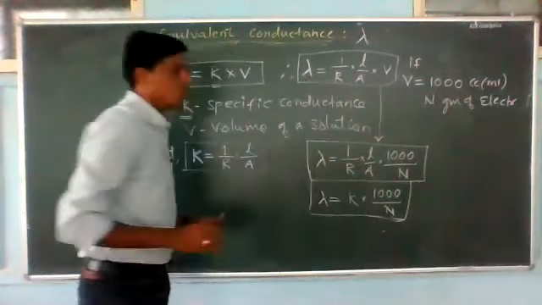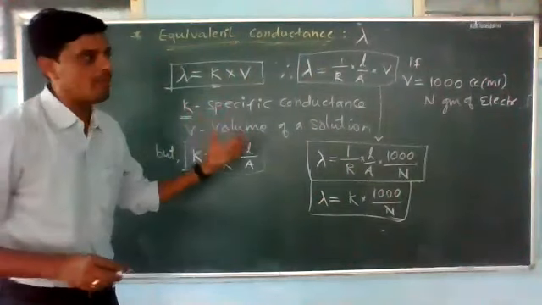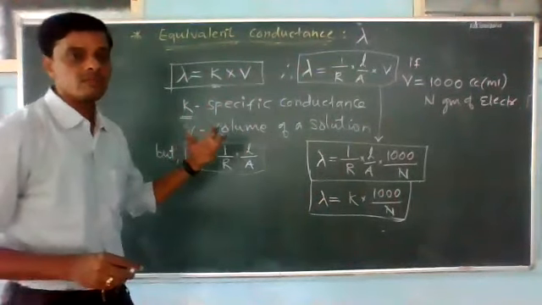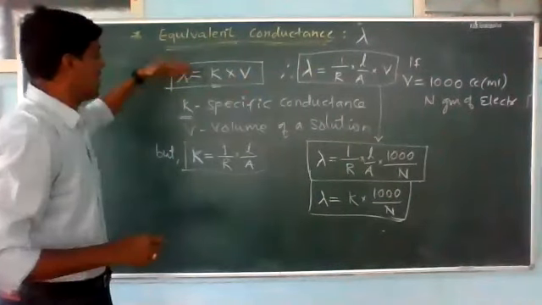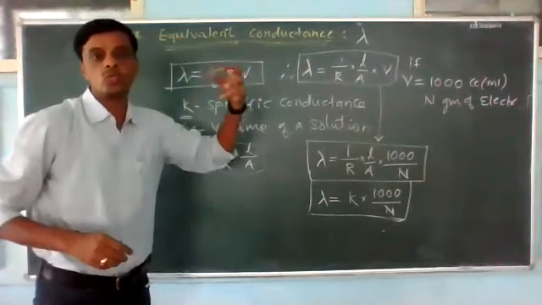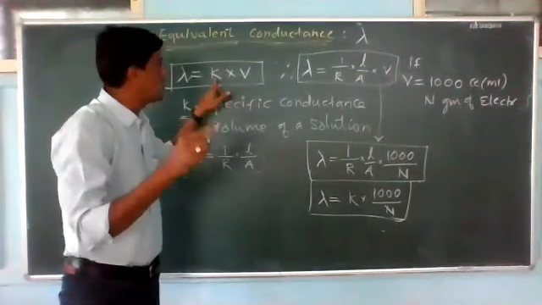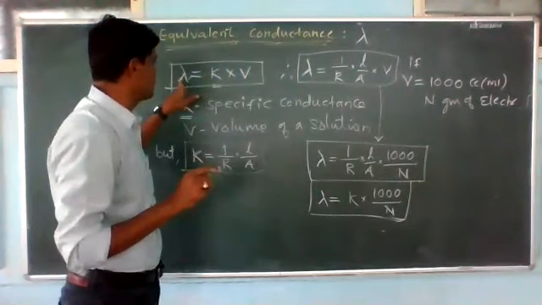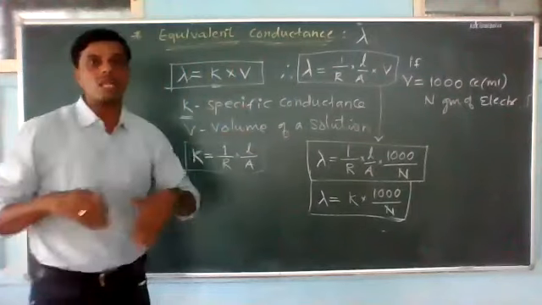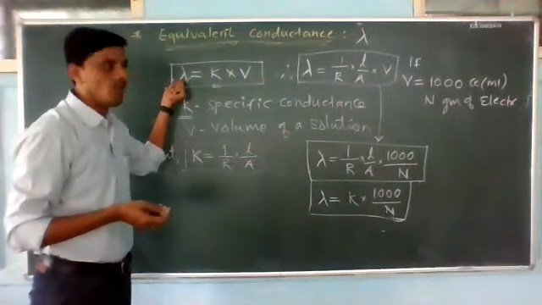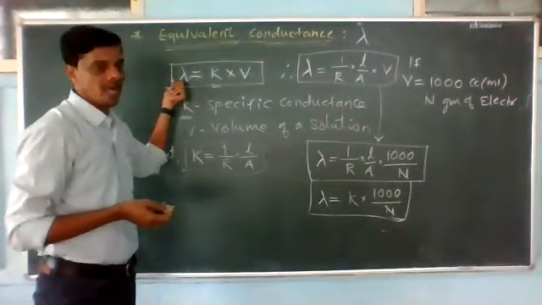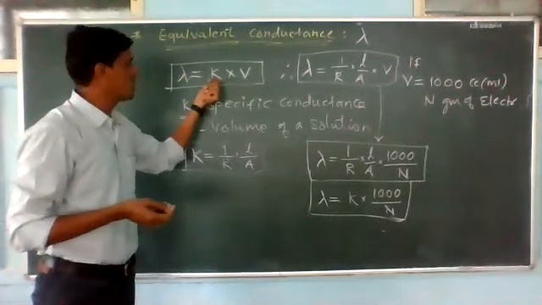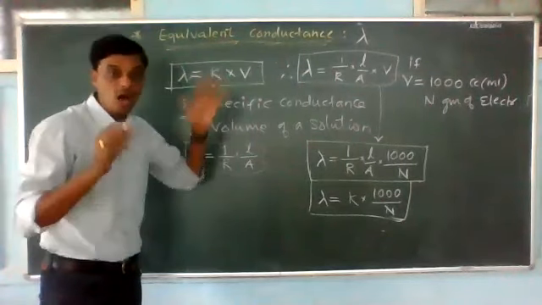Why am I trying to express the equivalent conductance equation in different forms? Because if a numerical problem is asked in the examination, they don't ask direct questions like calculate the equivalent conductance of the solution whose specific conductance is so and so, and the total volume of the solution is so and so. They will not directly ask to determine the equivalent conductance. Sometimes they provide the value of equivalent conductance and volume, and ask you to calculate the specific conductance.